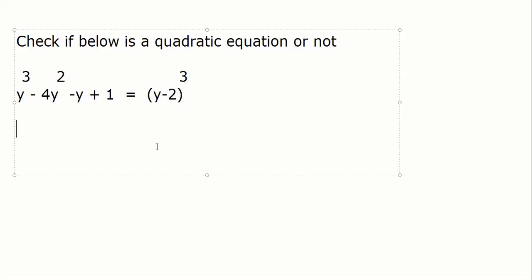Have you simplified it or not? We don't know. It may happen. As of now, it appears it's cubic. But what if we simplify and see whether y cube is cancelling or not, right? Everyone, try this.